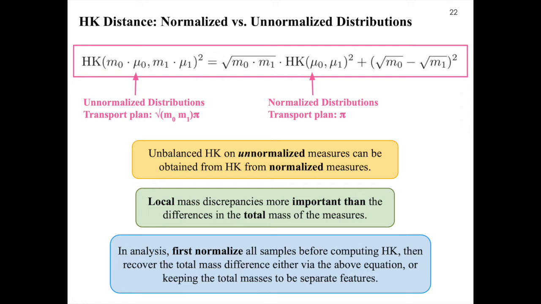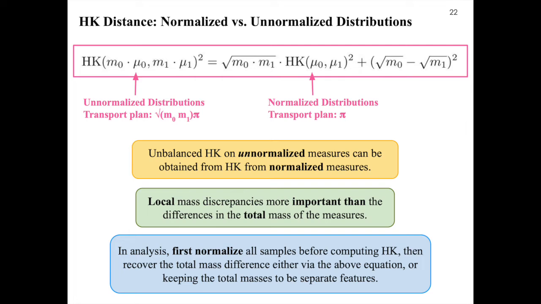Okay, good. One more thing to mention for the HK distance. That is a normalization of mass. It turns out that the HK distance between two unnormalized distributions can indeed be recovered from the HK distance between the normalized distributions. What this tells us is that the unbalanced effects of the HK distance are actually already fully encoded in its behavior on the normalized distributions. Therefore, the benefit of using the HK instead of W2 lies not really in its ability to deal with total mass differences, but in its ability to deal with local mass discrepancy.